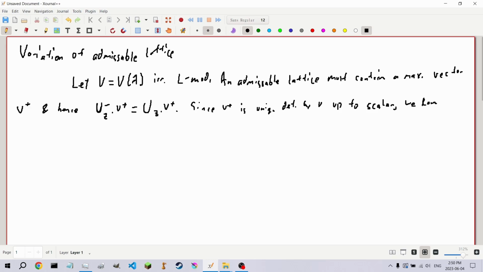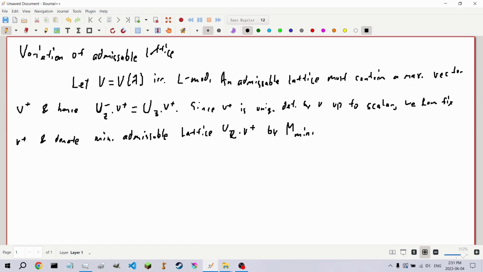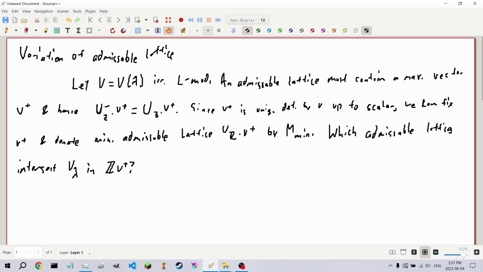we can fix a V plus at discussion and denote the minimal admissible lattice UZ of V plus by M min. I'm being a little inconsistent with how I'm writing my Z's. Now we want to know which other admissible lattices intersect V lambda in Z of V plus.